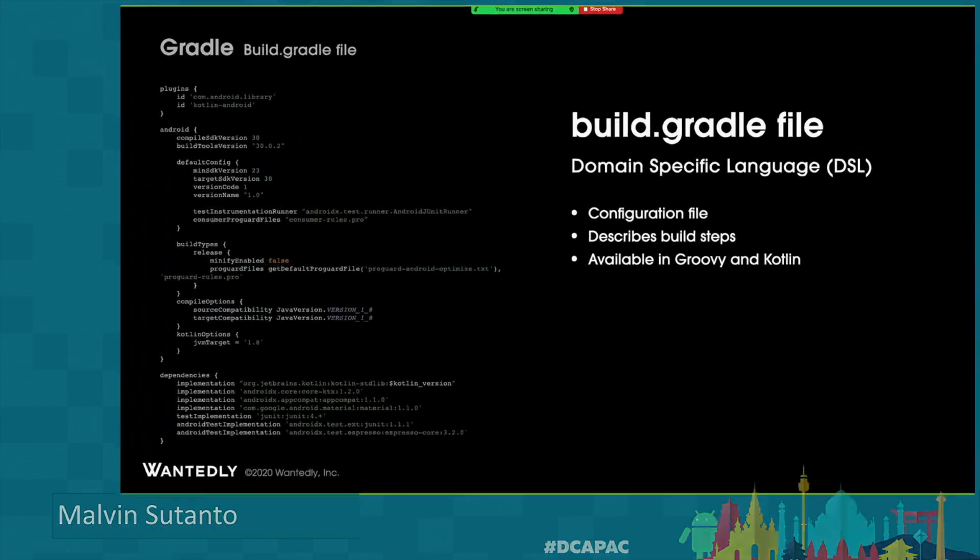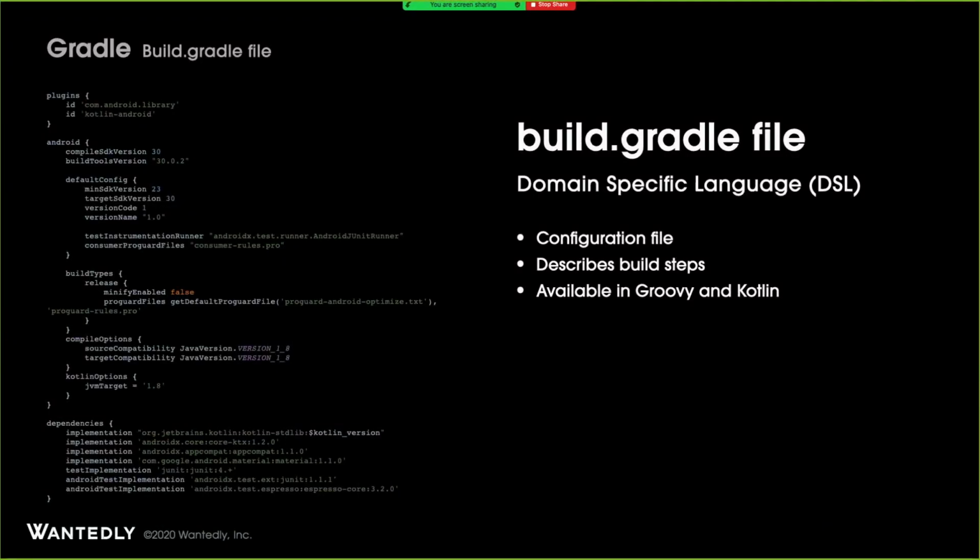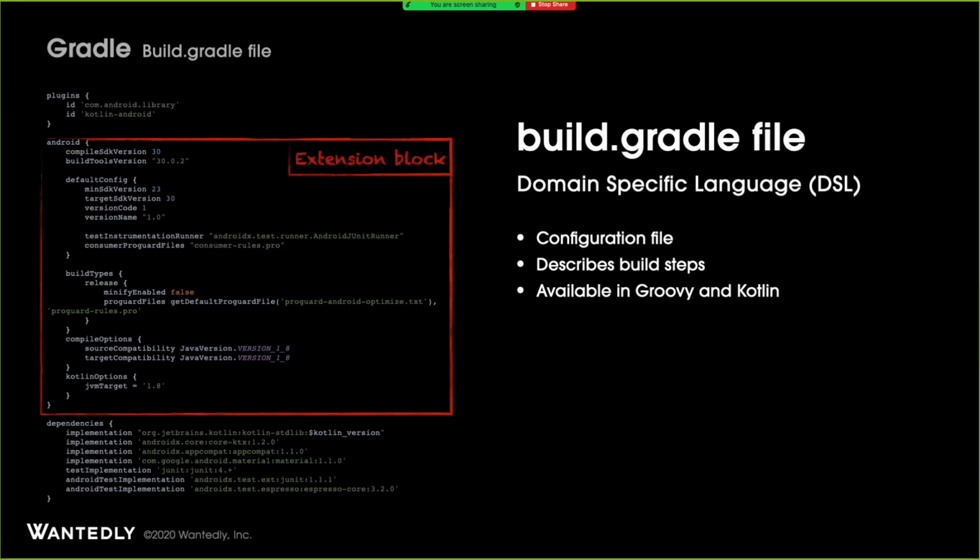Gradle makes use of a configuration file called build.gradle, and this file is written in a domain-specific language or DSL, and is available in both Groovy and Kotlin. Inside this file, you can declare and describe the build steps necessary to build your project. Each top-level block in a build.gradle file is called an extension block. Inside this block, you can set build parameters specific to your build step. And then you can simplify common conventions and build steps using Gradle plugins.